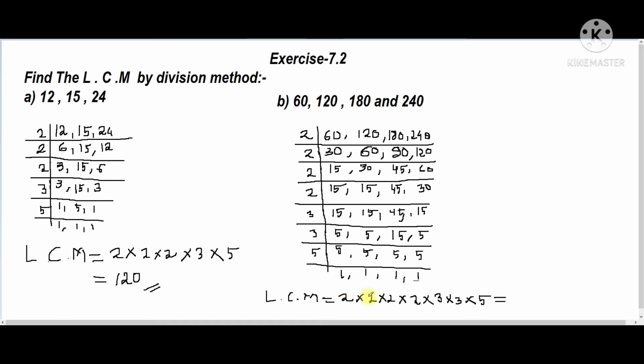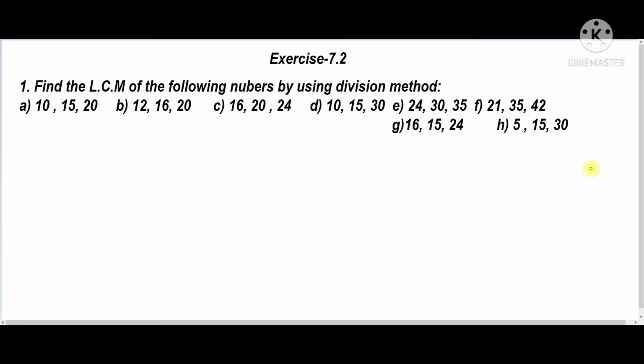So here 5 twos are 10, 10 twos are 20, 20 twos are 40, 40 twos are 80, 80 threes are 240, and 240 threes are 720. So do it, multiply by yourself. Okay, I have done it here. So 720 is the LCM of 60, 120, 180 and 240. Okay, and exercise 7.2 question number 1, all are given as homework for you.